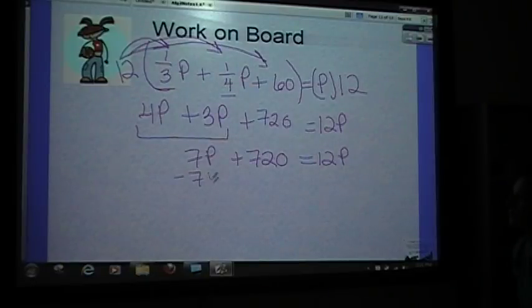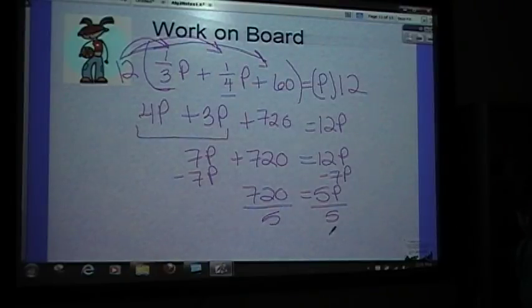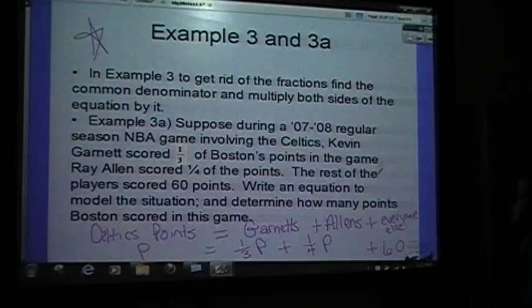Get the p's together. Minus 7p, minus 7p. 720 is 5p. Divide by 5, divide by 5, and I get 144. 144 equals p. Go back to my problem. What was p to begin with? What did that even stand for? P was the Celtics points. So they asked how many points Boston scored. They scored 144 points. Now, they could have asked me how many points did Garnett and Allen score. We could have figured that out. You would just have to plug 144 into their spots to figure out how many points they scored.